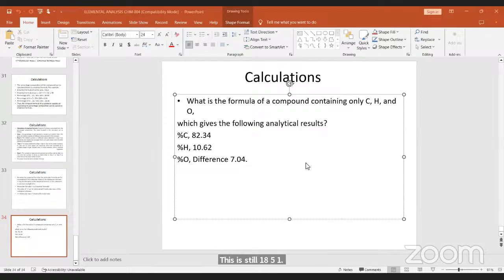Okay, let's do it together. For carbon, we've been given the percentage composition, which is 82.34%. Then hydrogen is 10.62%, and oxygen is 7.04%. So carbon is 82.34.